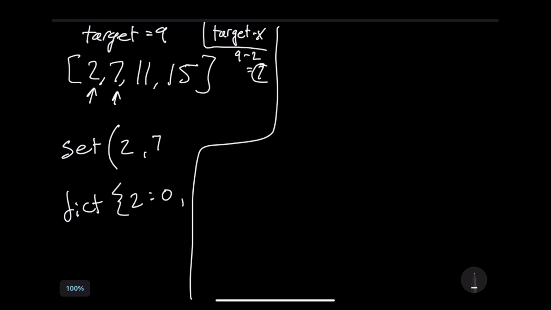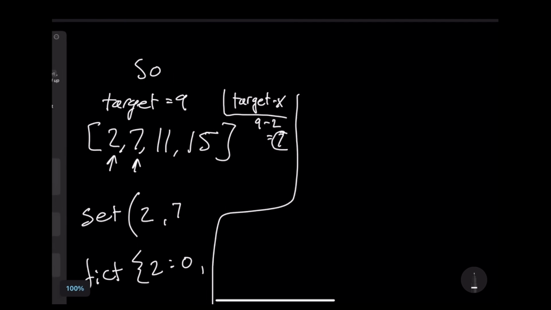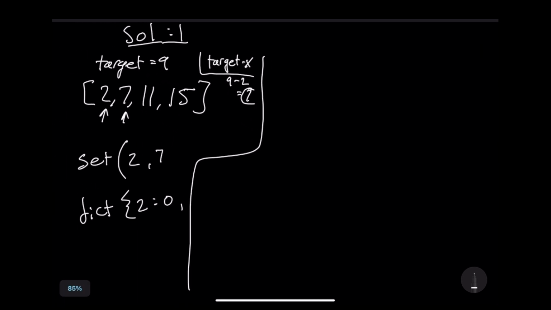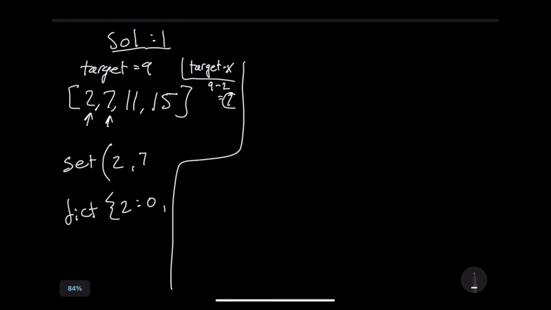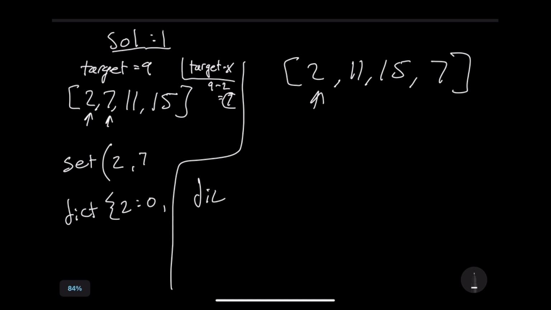So would this work? Will this solution work? I'll call this solution 1. Will that work? That way when we're iterating through, so let me split the 2 and the 7 up. So let me say 2, 11, 15, 7, like that. Once we see the 2, and I have my dictionary down here, we can add that there's a 2 at index 0.